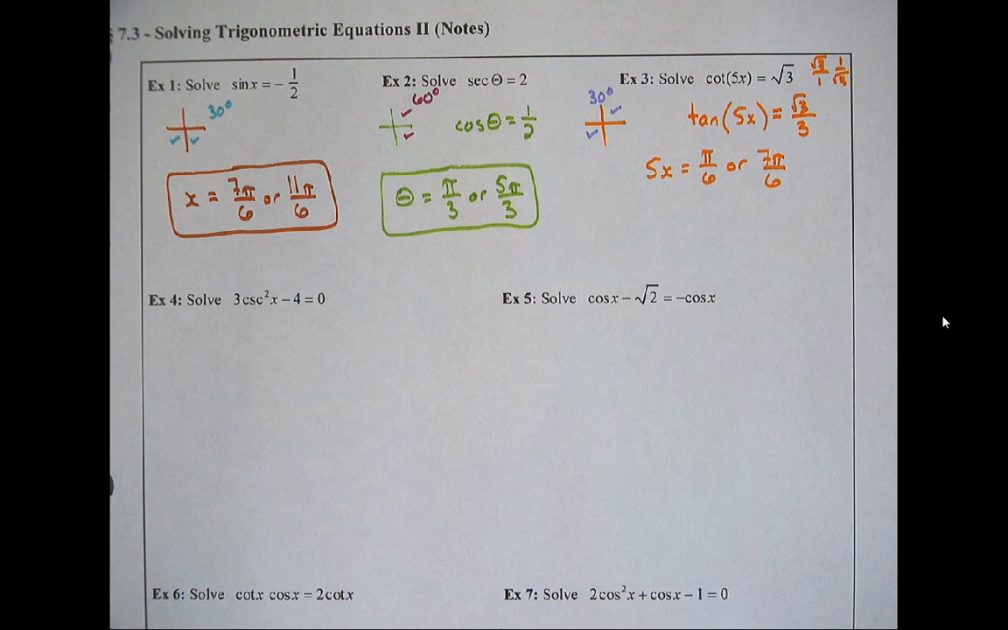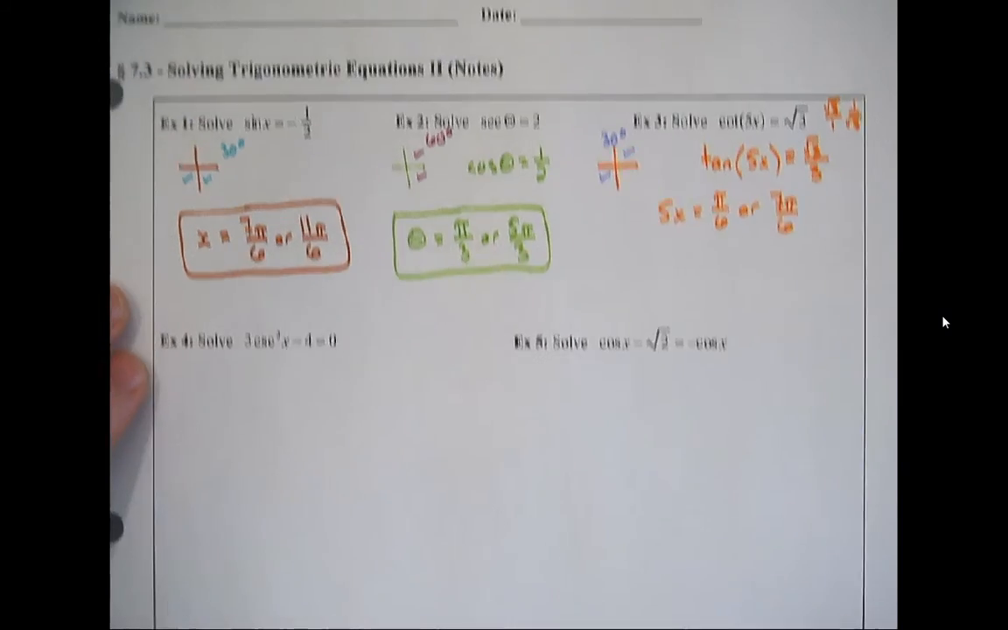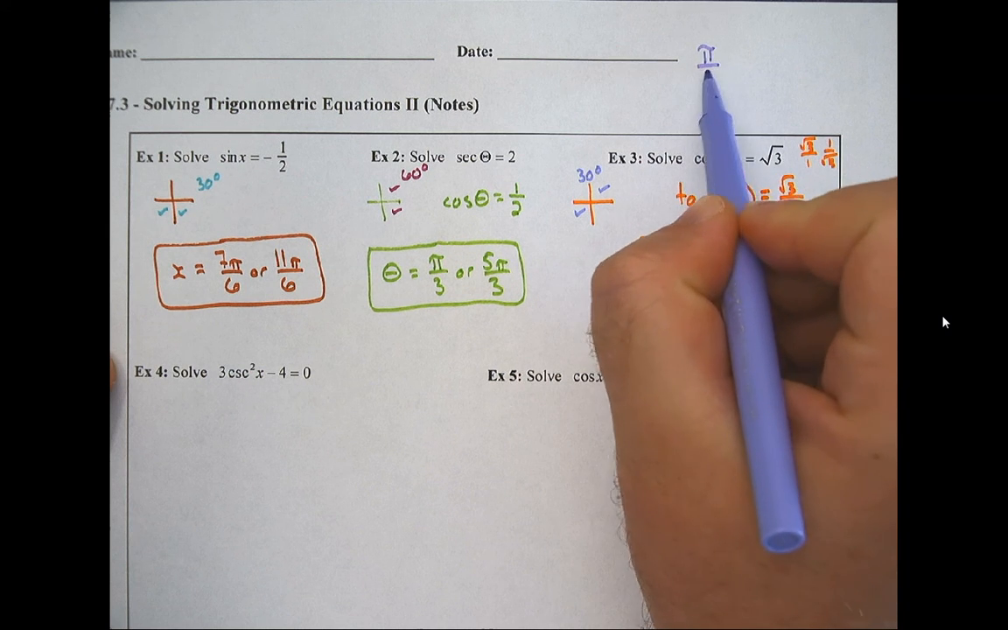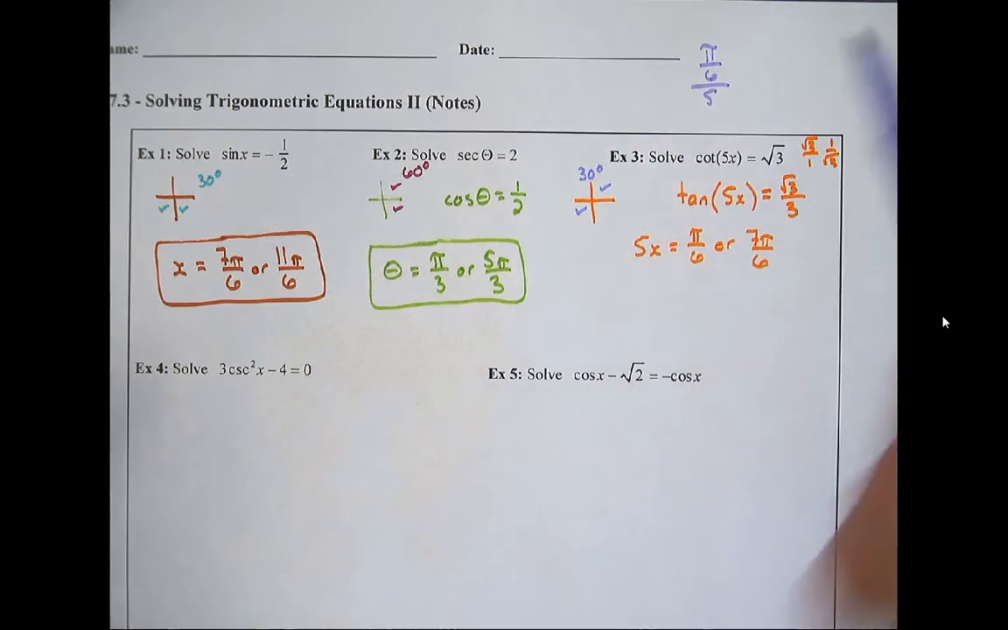So who's keeping x from being by himself is the 5. So we still need to divide off that 5. And I'm going to show you up above how that would work. So let's take pi over 6 and divide it by 5.